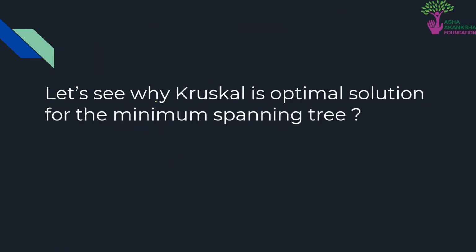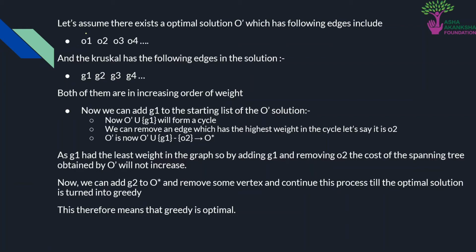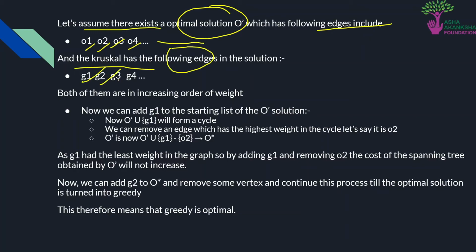Moving on, let us see why Kruskal's algorithm is optimal for the minimum spanning tree. Let us assume that there exists an optimal solution O' which has the following edges included in its MST: O1, O2, O3, O4 and many more. And Kruskal's algorithm has the following edges: G1, G2, G3 and G4. Note that both of them are in increasing order of their weight.